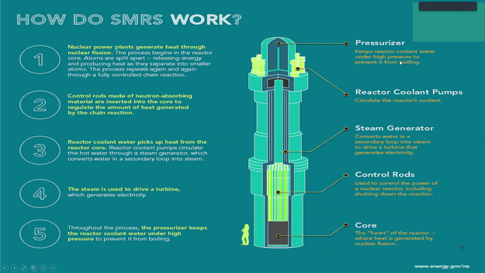After the steam has turned the turbines, it passes through what we call the reactor coolant pumps. This regulates the reactor's coolant so that it does not overheat. The reactor is kept under pressure by what we call a pressurizer, in order to ensure that the water does not boil. Okay, so we can go to the next slide.